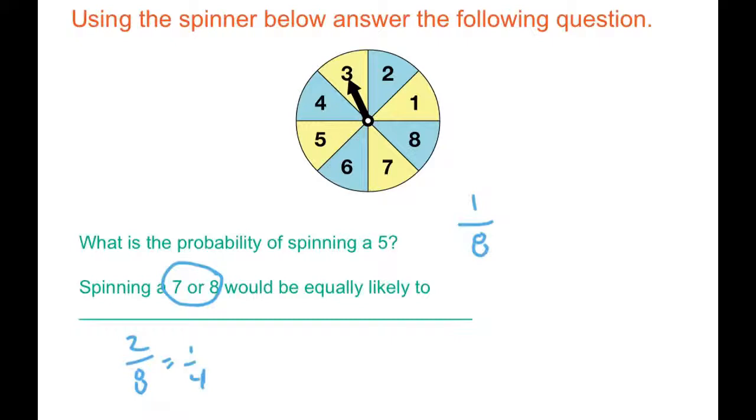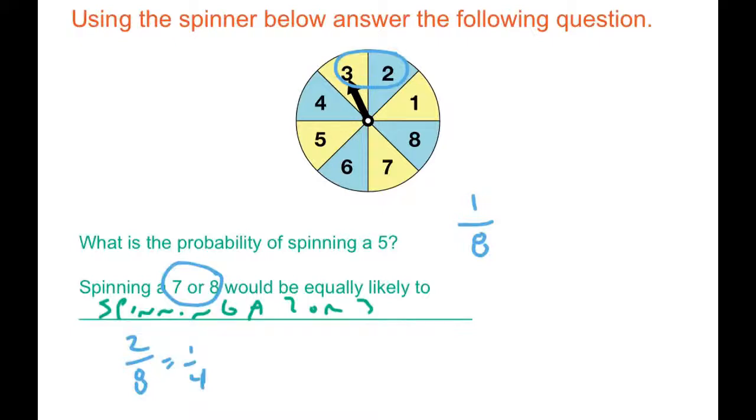Well, how about just picking two other numbers, like spinning a 2 or a 3? That would also be 2 out of 8, 1/4. So spinning a 7 or 8 would be equally likely to spinning a 2 or 3. Okay, I could have said 4 or 5, 4 or 6, any two numbers, because those two numbers would have given me that 2 out of 8, 1/4 probability, and that's what equally likely is, two things that have the same probability.